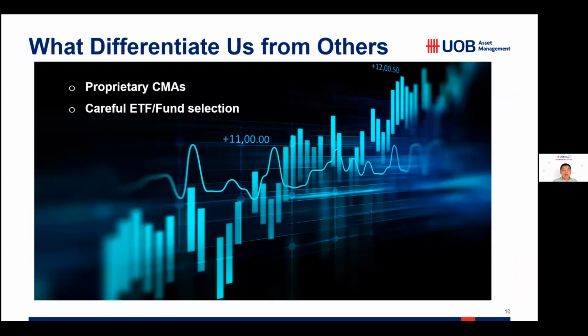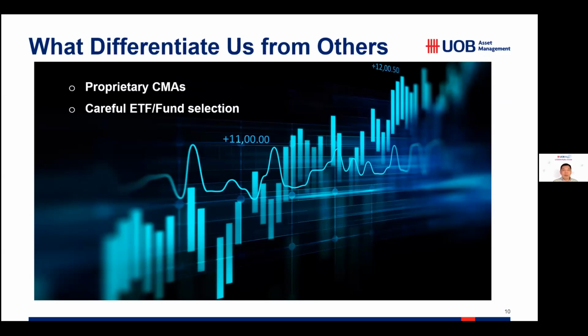Right, as I mentioned, what differentiates us from others, the first thing is really our proprietary capital market assumption. This is really important, as I mentioned just now. If we get this wrong, the portfolio will allocate to the wrong asset classes.